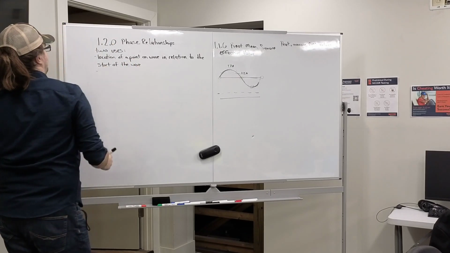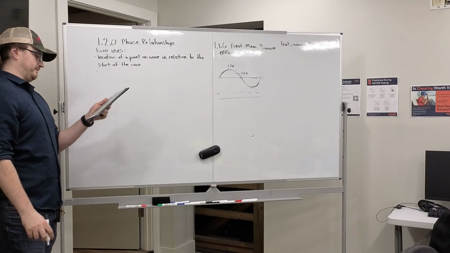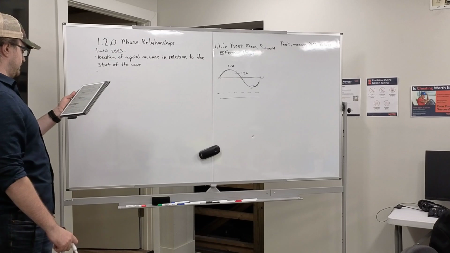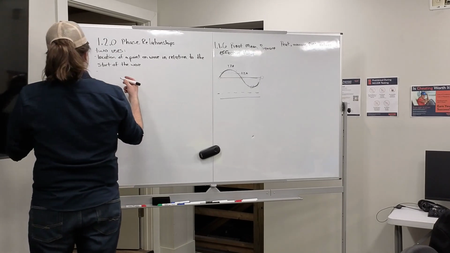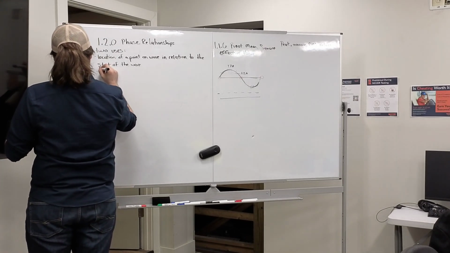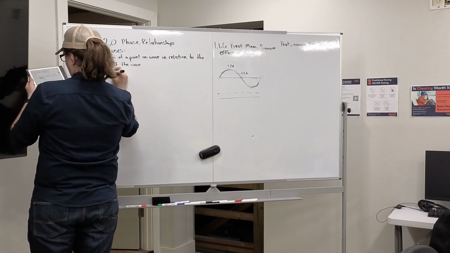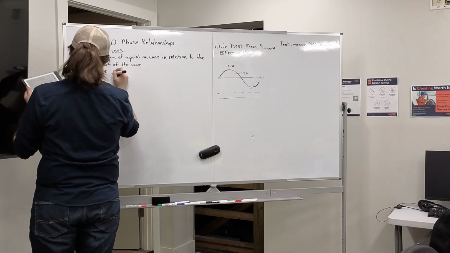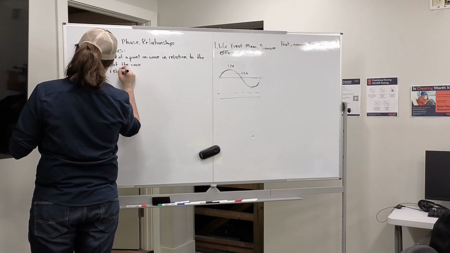Okay. Any guesses on the second one? Just a cycle. The frequency. Location of a point on the wave, like randomly, in relation to a corresponding point on the same wave.